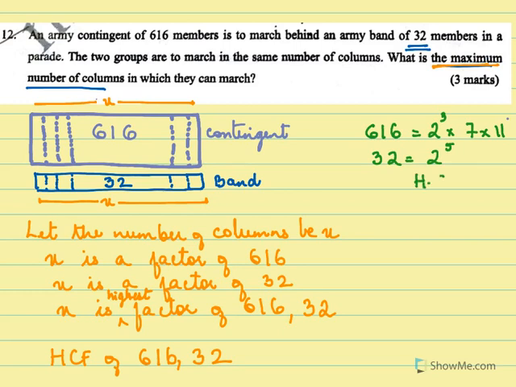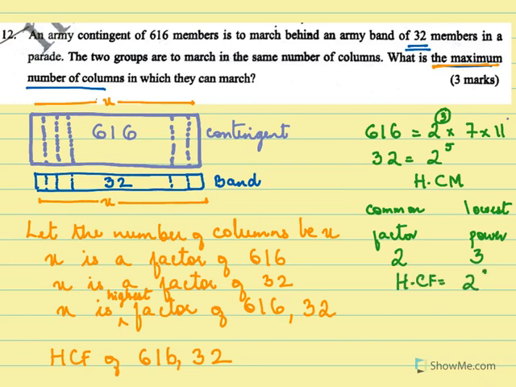To find HCF we take the common factor and lowest power. So the common factor is 2 and the lowest power is 3. So HCF is equal to 2 raised to 3, which is 8. So the maximum number of columns in which they march is 8.